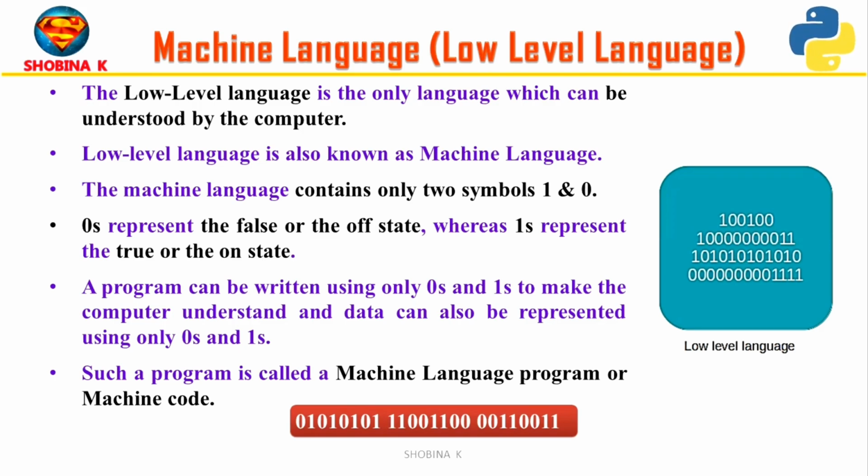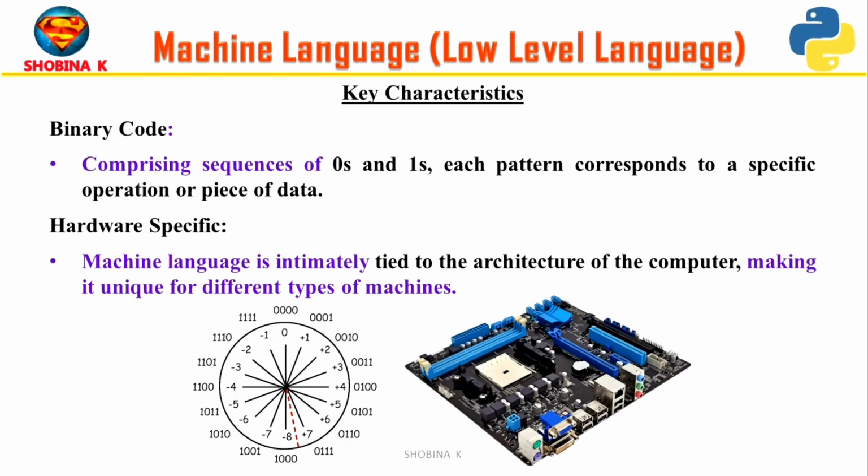A machine language program, also known as machine code, is written using only zeros and ones. This binary language allows the computer to understand instructions, and the data can be represented using the same zeros and ones. And here are the main characteristics of machine language.